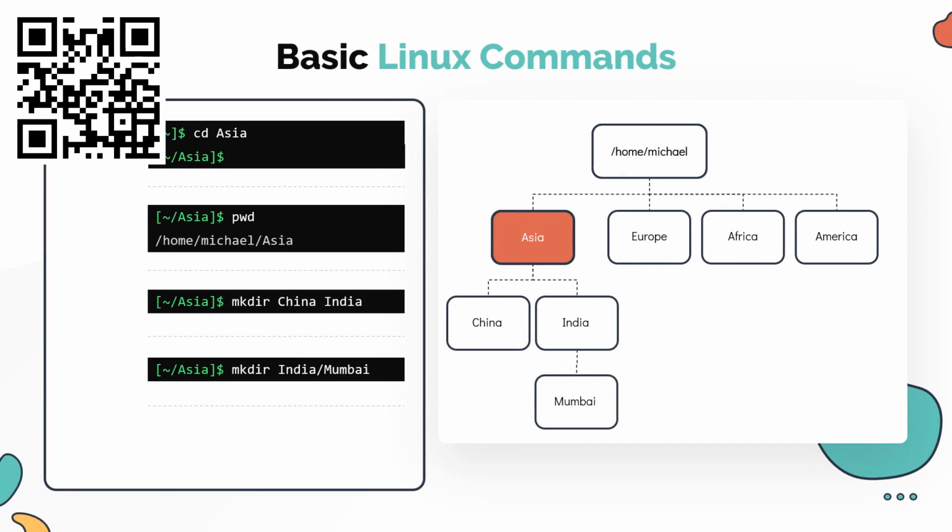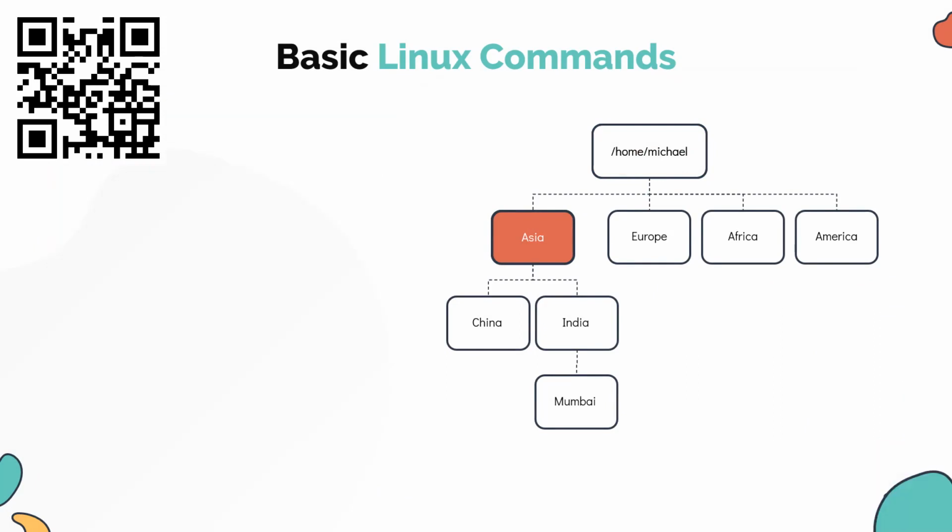This command effectively creates the directory called Mumbai without having to go inside the directory called India. If you wanted to create the directory called Mumbai without having to create the directory called India first, you can run the mkdir with the -p option, followed by India/Mumbai. This command option allows the creation of parent directories, and hence creates both the directory called India and then the directory called Mumbai under it.